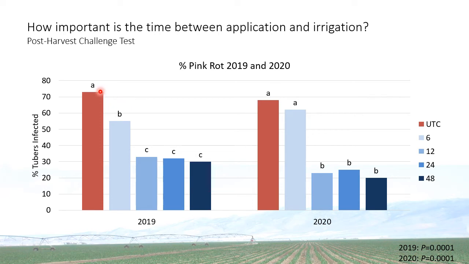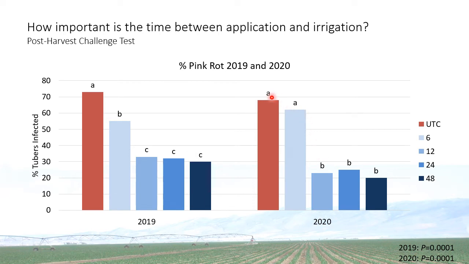In 2019, we found that if there was a 6-hour interval between when we sprayed and when the irrigation went across, we did have a significant reduction, but it wasn't as effective as if we waited 12, 24, or 48. In 2020, the results were somewhat similar. The only difference was the 6-hour interval was not effective compared to the untreated check.